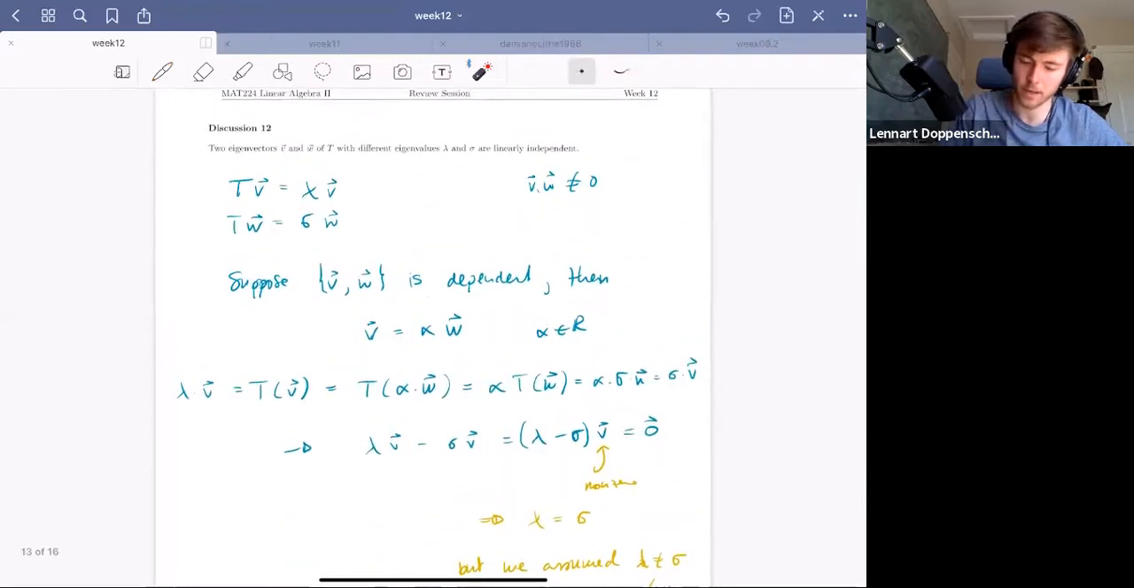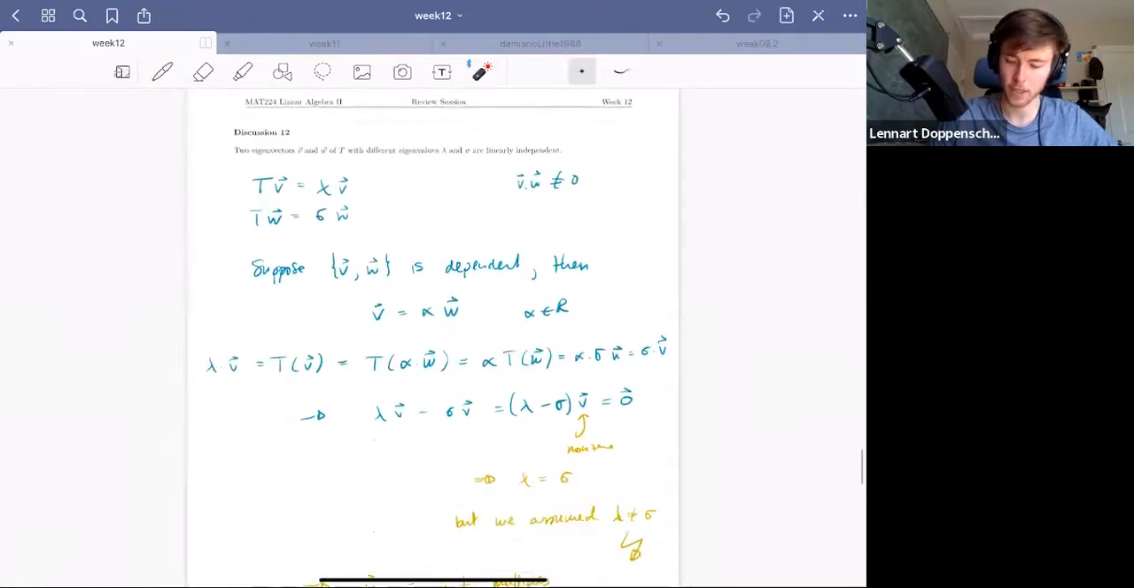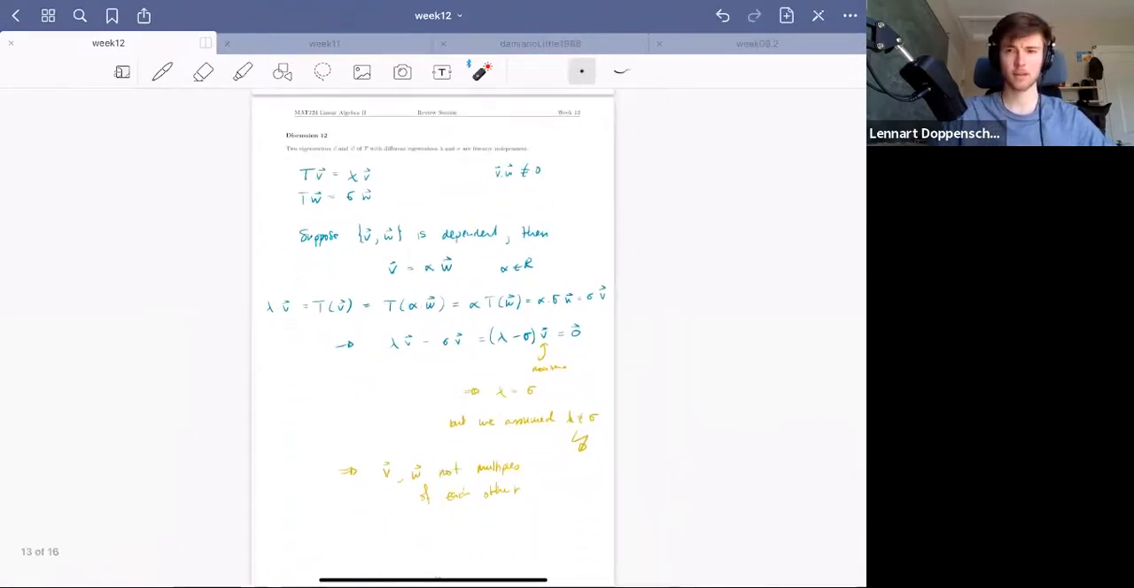And we could have worded the whole question differently. We could have said that V and W can only be dependent if they have the same eigenvalue. That would be the same idea. Jency requested to do discussion number 6 next. Any questions before we move to discussion number 6?